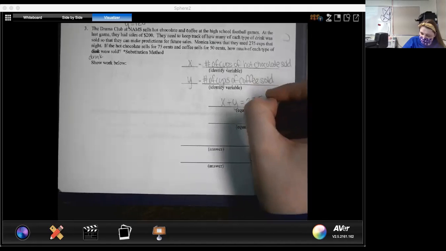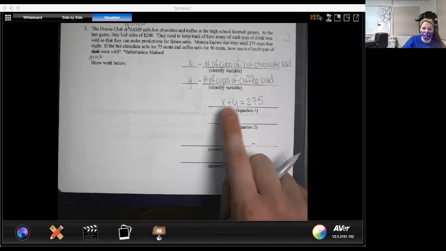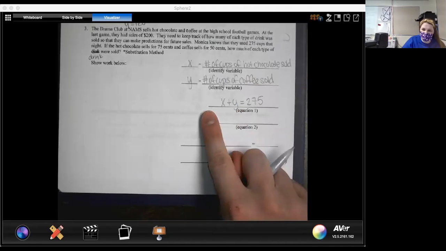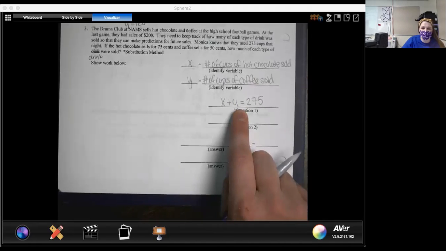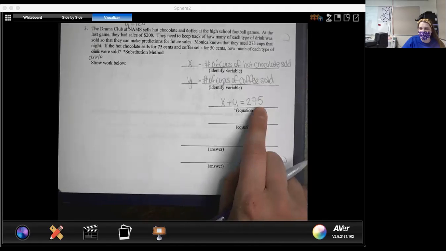Because we have a certain number of cups of coffee, a certain number of cups of hot chocolate. In total, those cups have to equal 275 cups.